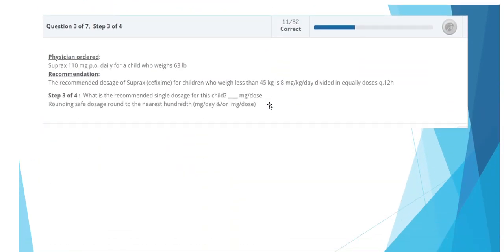And then let's look at this one. What is the recommended single daily dose? Single dosage for this child. Okay, this is where some of these questions, I just go with it. Because this says daily. This says every 12 hours. I'm going to go with this, which gives me 2 doses per day. Remember, you take the 24 hours in a day, divide it by your every 12 hours to get your 2 doses. So my daily dose was 228.8 milligrams per day.